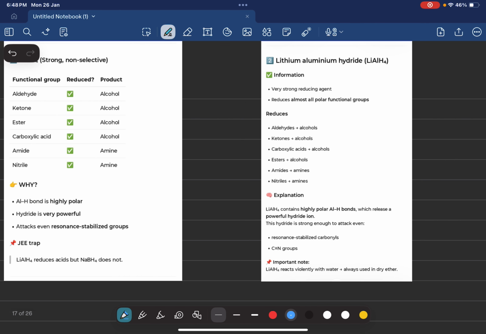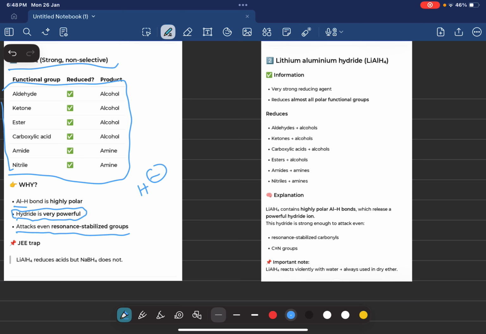Coming to the next, LiAlH4. LiAlH4 reduces everything, but it won't reduce non-polar alkenes. That also we can discuss. The Al-H bond is highly polar. I already told, right? H minus easily comes out from aluminium because of the more electropositive atom in it. So the hydride is very powerful and attacks even resonance stabilized groups.